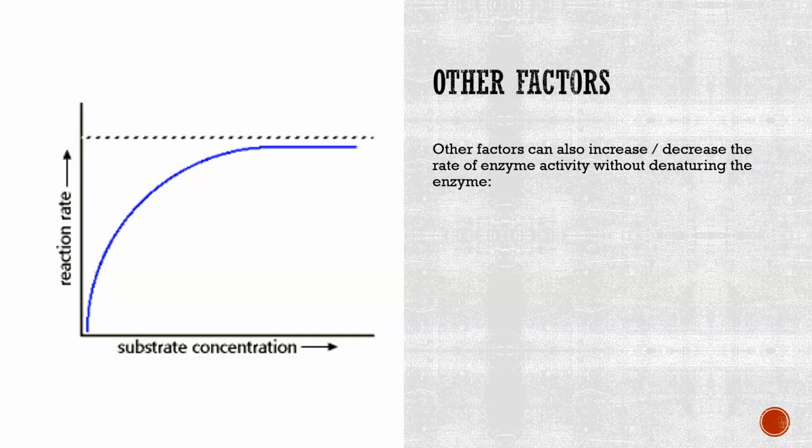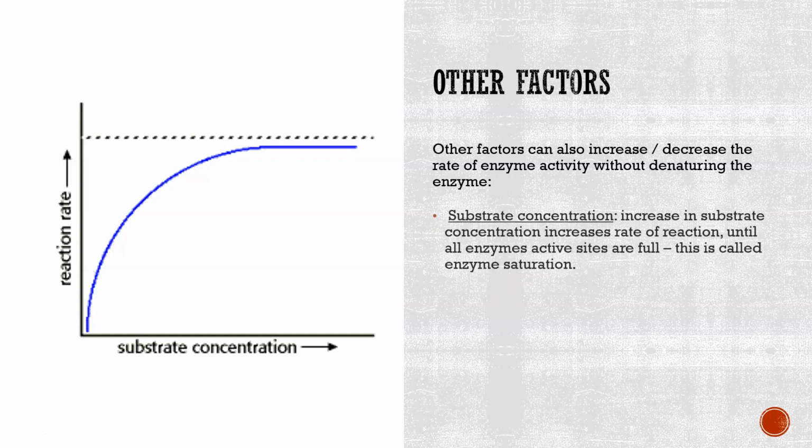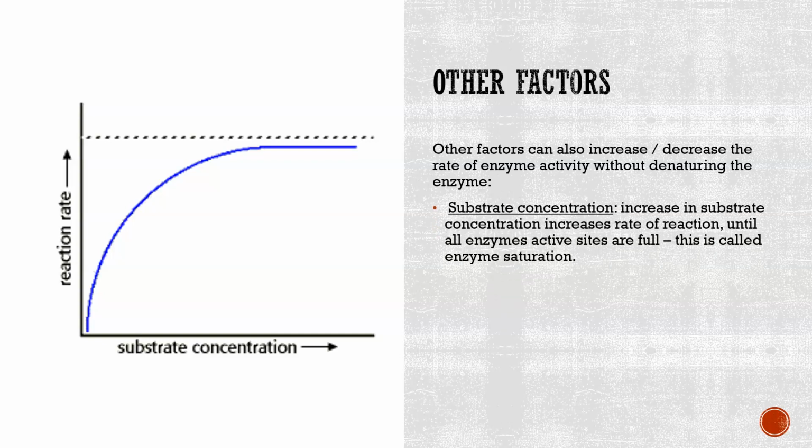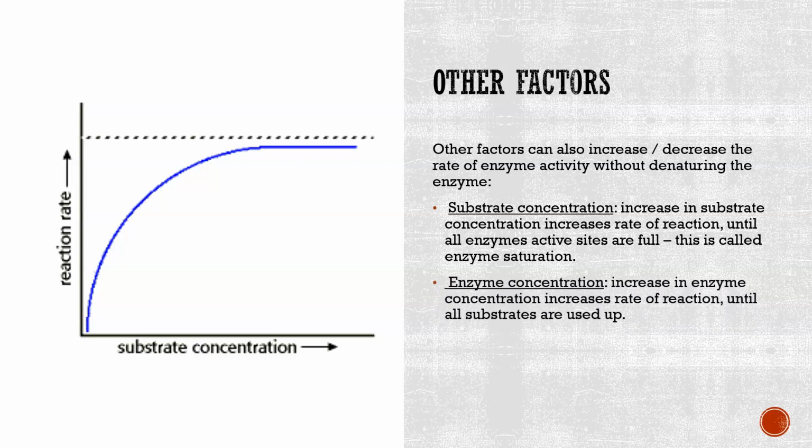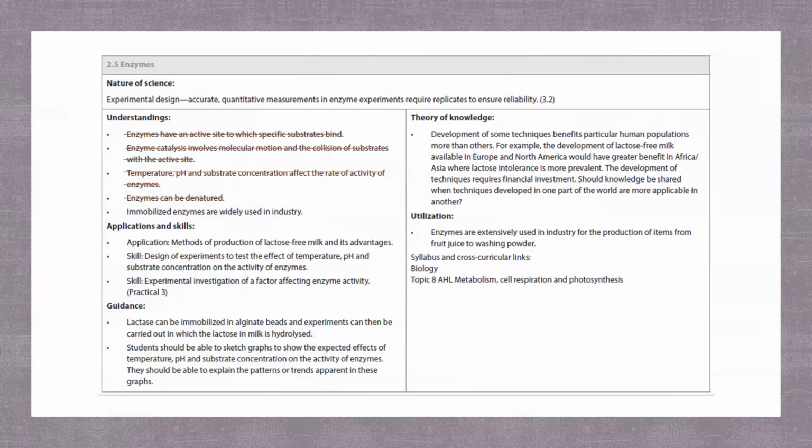Other factors that can affect the rate of enzyme activity include our substrate concentrations. We talked about that earlier. If we increase the substrate concentration, we increase the rate of reaction until all the active sites on the enzymes are full. Okay, we've then got what we call enzyme saturation. We can increase the enzyme concentration. This will increase the rate of reaction until all the substrates are used up. Working through our list there.